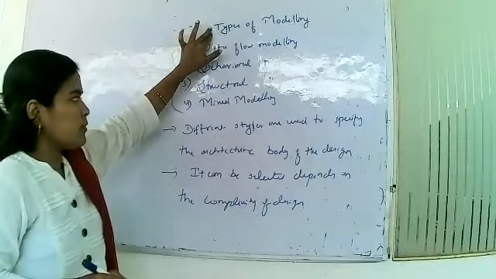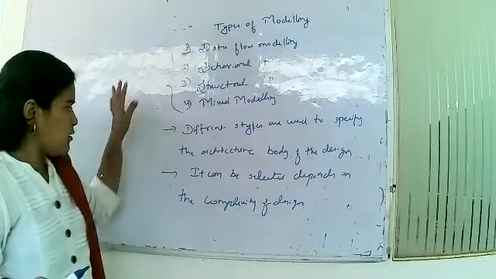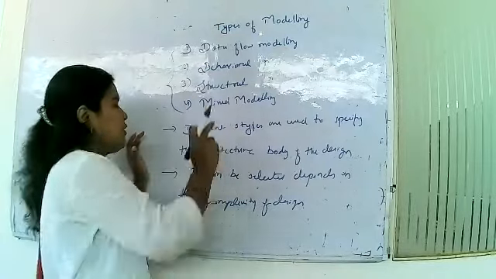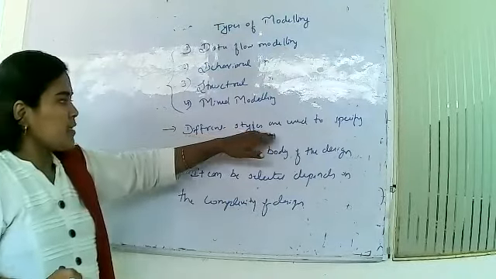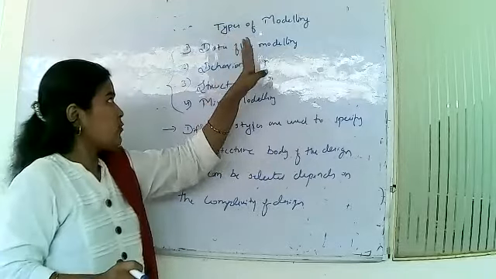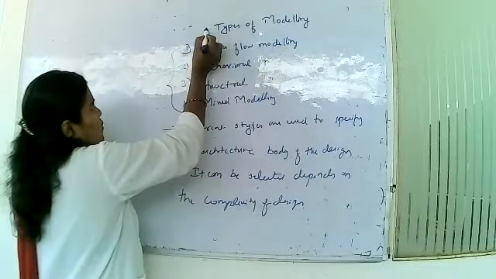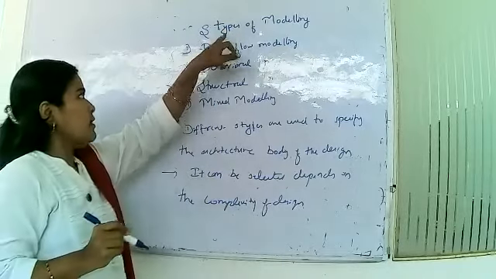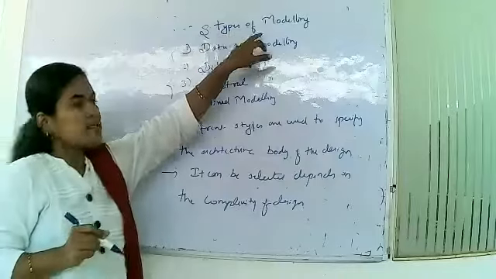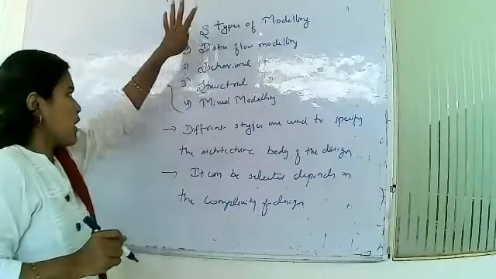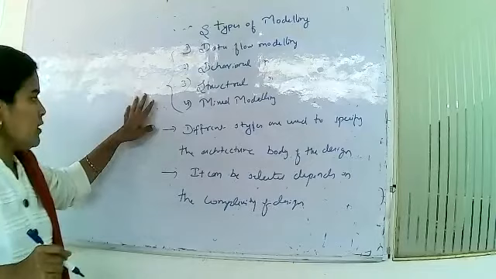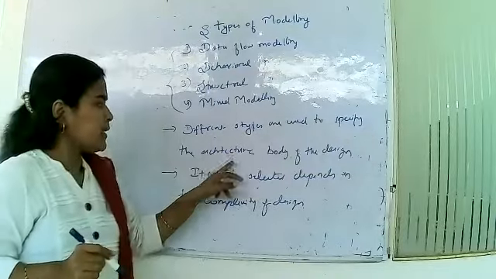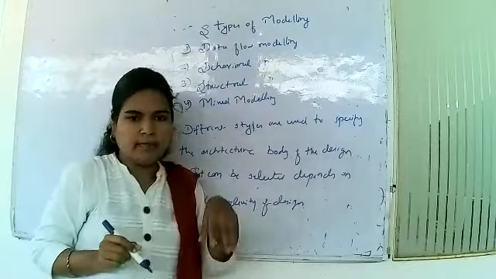So what is the main thing? What you are studying are four different types of modeling. See, different styles are here. There are four types. You can take them as styles also. You may call it types, otherwise styles of modeling. There are four styles of modeling. So different styles are used to specify the architecture or body of the design.